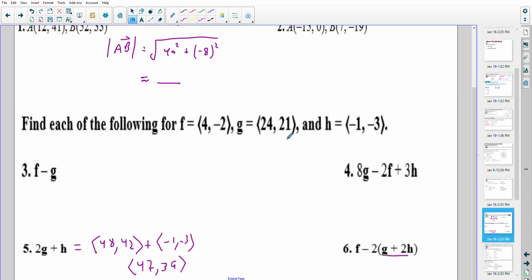You can do different things with vectors. You have to remember to find the certain forms. You have to take the terminal minus the initial, and the magnitude is using basically the distance formula. And then we're just going to get into a couple more things you can do with vectors in the next lesson.